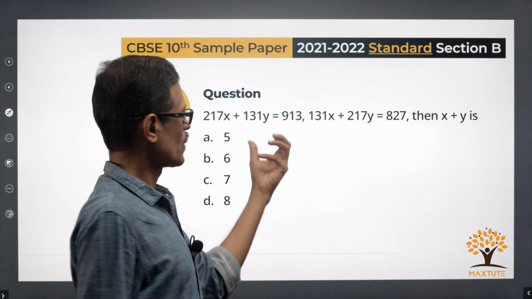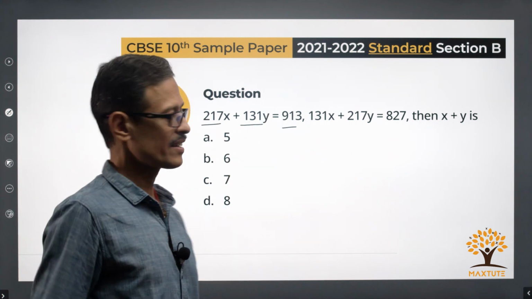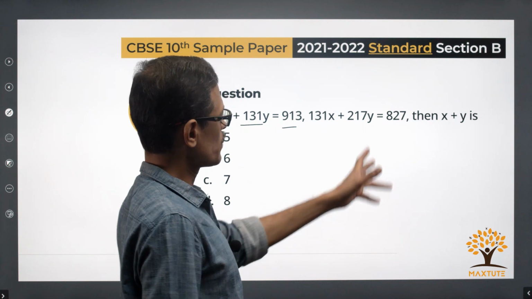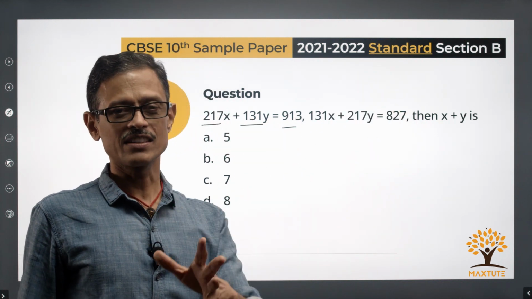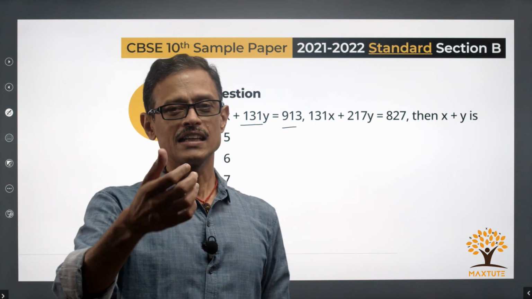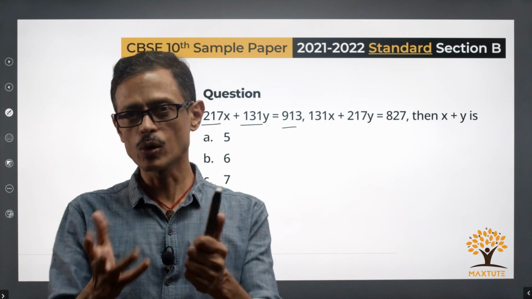What is the next question? 217x plus 131y equals 913, with large enough coefficients and constant, and 131x plus 217y equals 827. Find out x plus y, right. It's a lovely question. You can solve these two equations using the elimination method, substitution method, whatever method, find x, find y and get the answer, but that's not how we are going to be doing it.